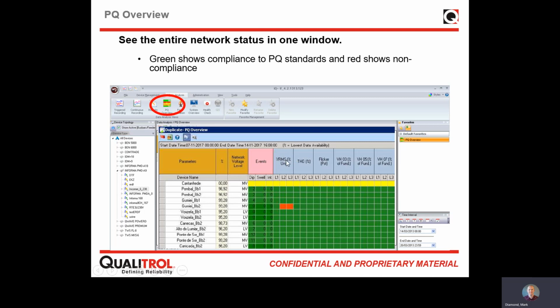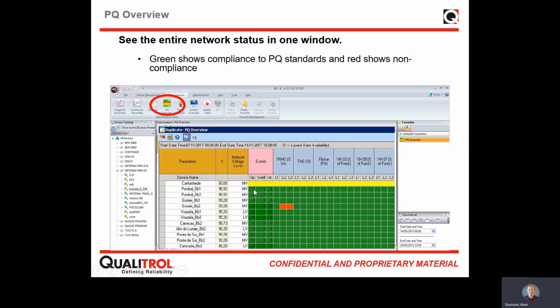Below dips, swells, and interrupts, we're looking at our voltage RMS. We're looking to see, is it compliant or not across the three phases, L1, L2, L3. We're looking at total harmonic distortion, flicker, and lots of other things, and we can add and remove pieces of information to that. And then down below that, each square represents whether that calculation or event is compliant or not. So you can see we've a couple of dips here.